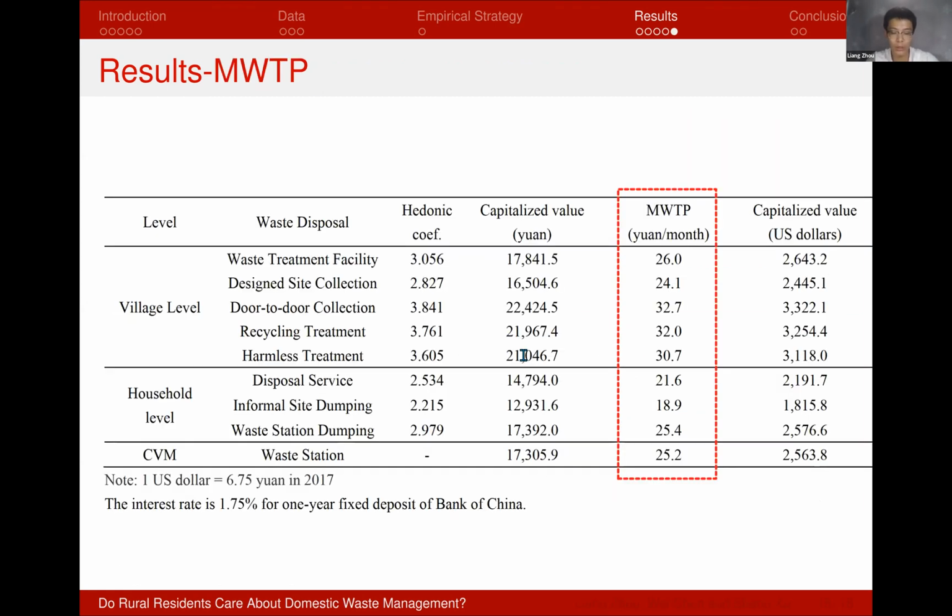The marginal willingness to pay shows that the rural residents are willing to pay 26 yuan per month for waste disposal facility and more than 13 yuan per month for recycling and harmless treatment. In addition, we compare the willingness to pay reported by farmers in the questionnaire, which is about 25 yuan, and find that the results are stable.